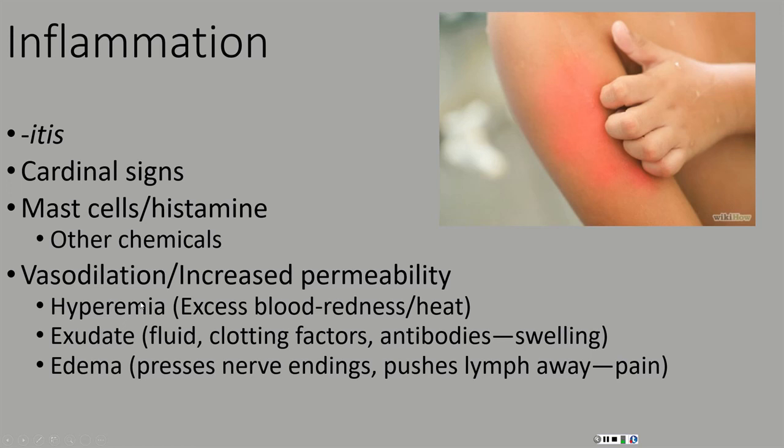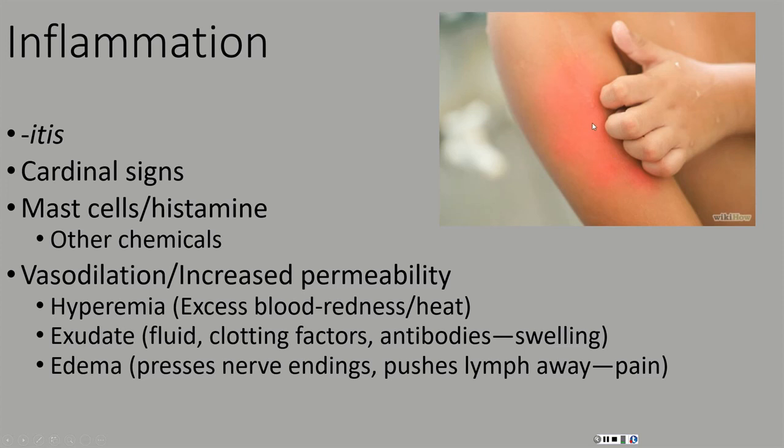Hyperemia is just excess blood flow. The vasodilation lets more blood come to the area, so we get hyperemia, excess blood flow. And the hyperemia is what causes the redness and the heat. The redness, because there's more blood in this area. We can see it. And the heat is because of that excess blood flow to this area.